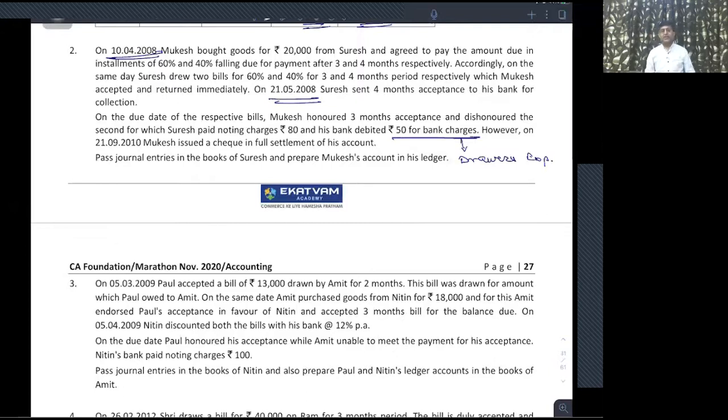The first entry will be Mukesh account debit to sales account 20,000. Second, bills receivable account debit to Mukesh account 20,000. You can pass the entry separately. Bills receivable 1 account, bills receivable 2 account, to Mukesh account 20,000. On 21st May, you will pass the entry as bills for collection account debit to bills receivable account rupees 8,000, क्योंकि 8,000 वाला बिल जो है वो 4 महीने वाला था.